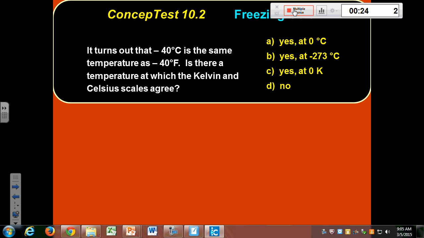Is it at 0 degrees Celsius? That is, is 0 degrees Celsius equal to zero Kelvin? Is it at minus 273 degrees Celsius? At zero Kelvin or no? Is there no point where those two scales agree?